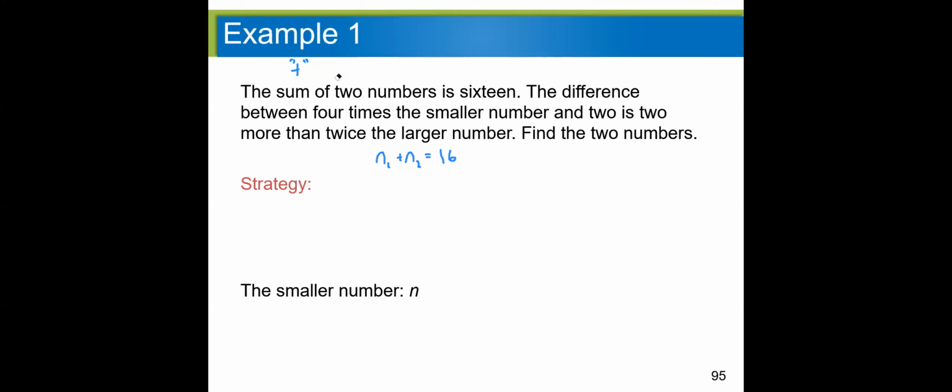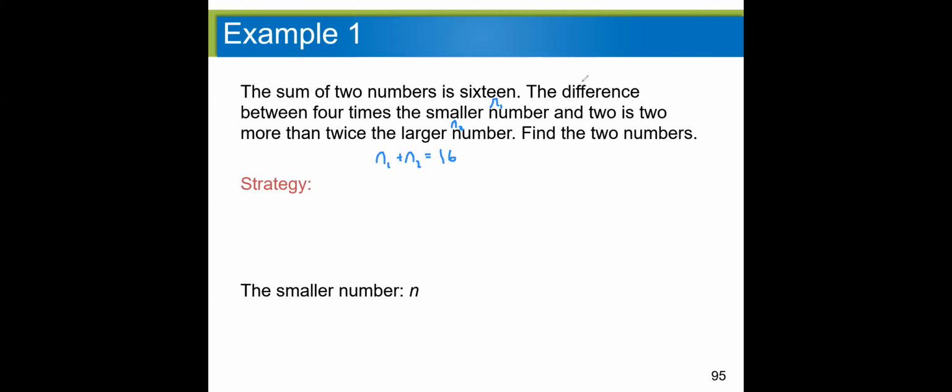But this last sentence is beyond that, isn't it? The difference between 4 times a smaller number and 2 is 2 more than twice the larger number. So, what is the smaller number? We don't know what the smaller number is. Does it matter? Well, not really. Let's just call N1 the small number, or they call it N, same difference. That makes N2 the larger number.